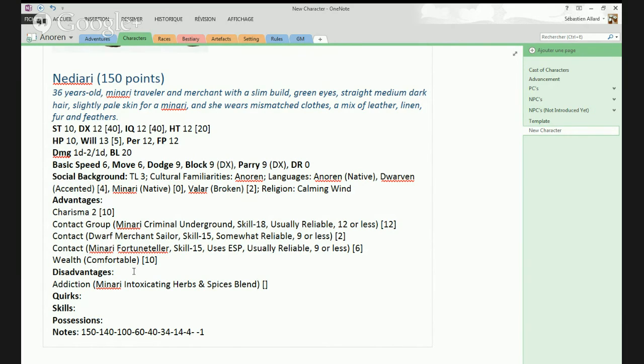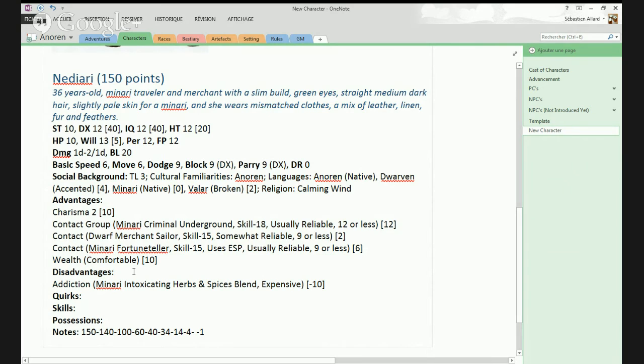So how much does it cost, this blend? Is it cheap, expensive? Is it very expensive? I'm gonna go with expensive. So this will change my cost. That will set my basic cost to -10 points.